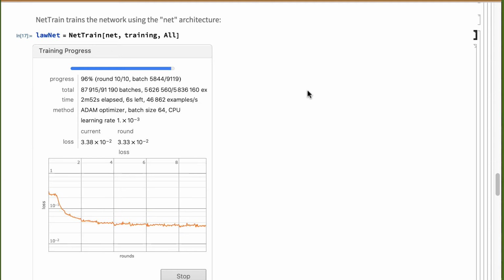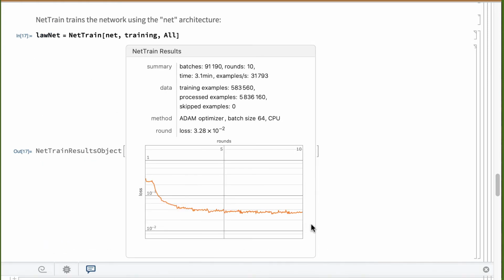All right, almost done, 96%. You can see we've basically stabilized here. We're not making much progress at this point. 98, 99, and we are trained. There's our net train results object.